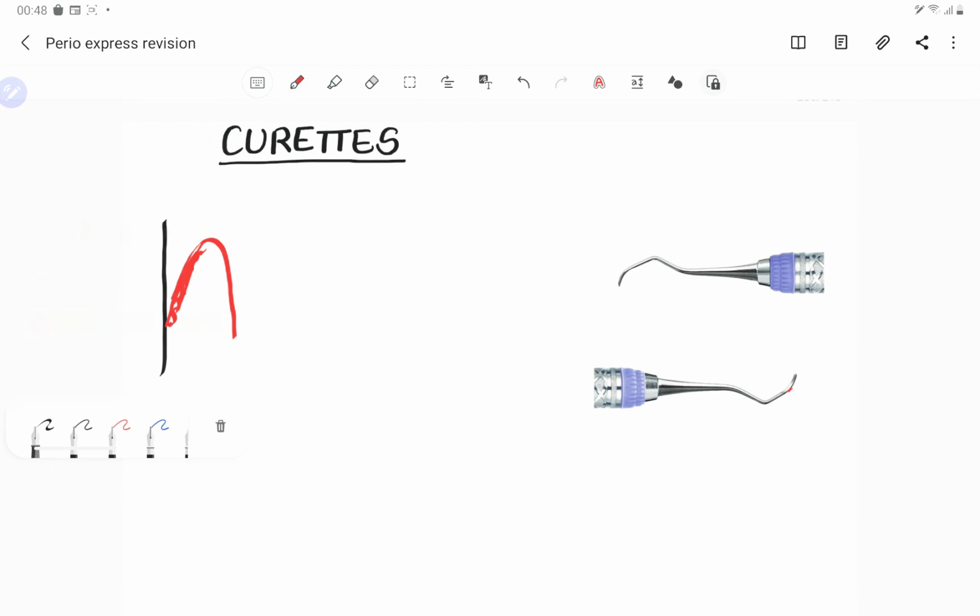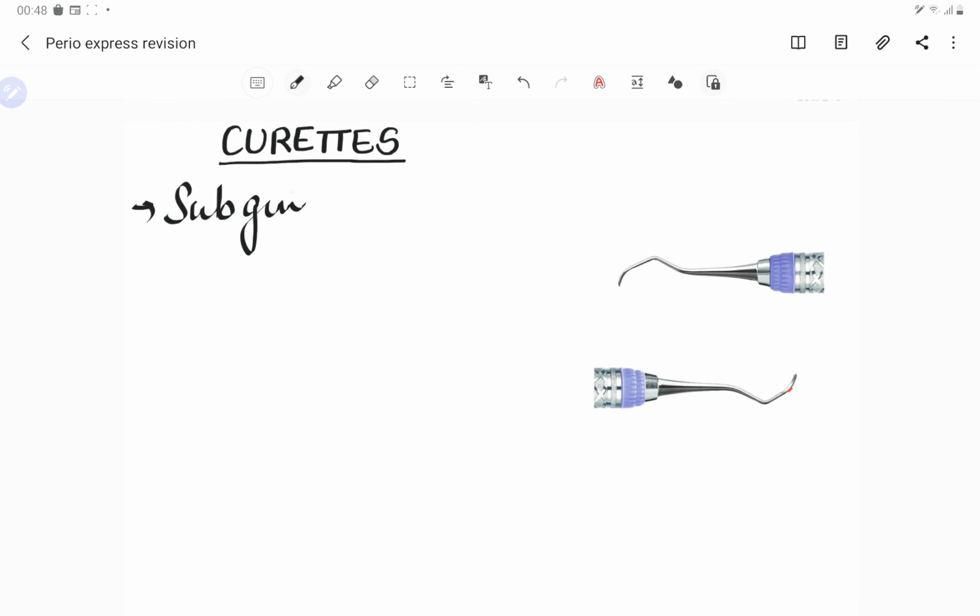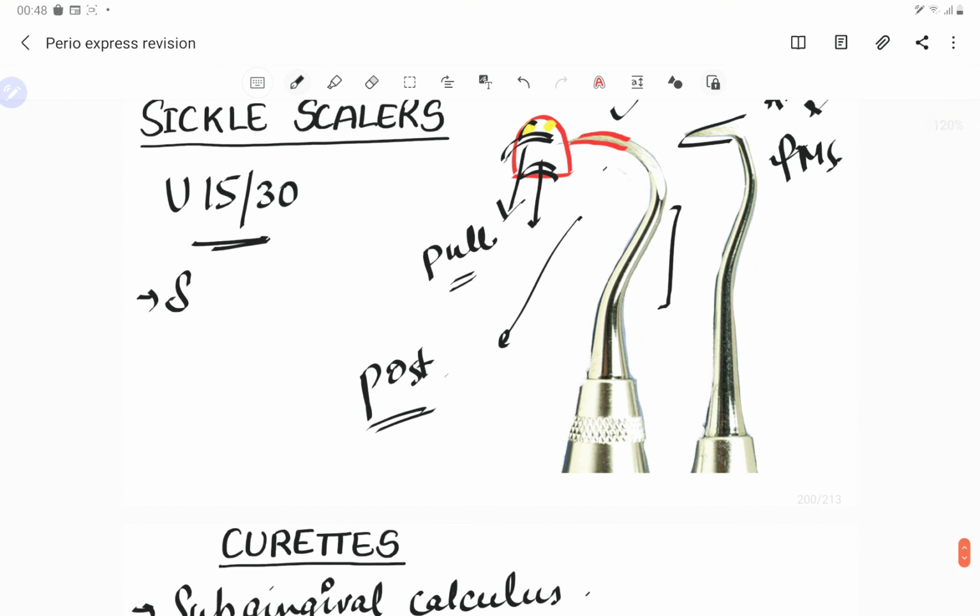We engage the curette and we remove this part of the pocket lining. So this is the main purpose of the curettes. We remove the pocket lining, the soft tissue lining of the pocket, as well as the subgingival surfaces. So we can also use it for the subgingival calculus. We can also use it for supragingival as well. But for supragingival calculus, we have got the sickle scalers, right?